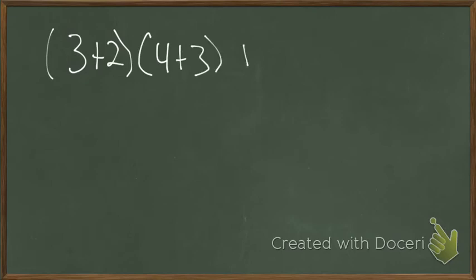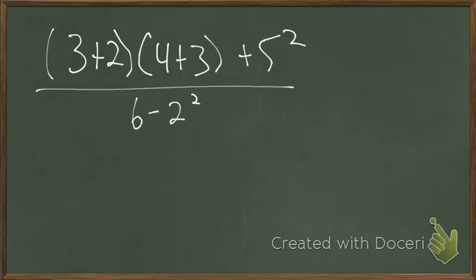So, here's the problem. I got a 3 plus 2 times 4 plus 3 plus 5 squared, divided by 6 minus 2 squared. I'll give you a second to write it down, don't worry. I got you. So I got a 3 plus 2 times a 4 plus 3 plus a 5 squared, all divided by 6 minus 2 squared.